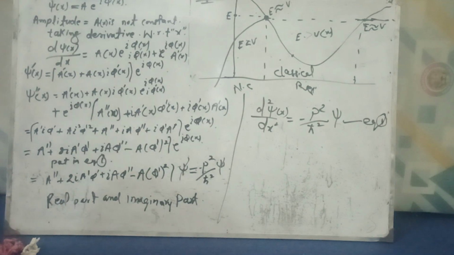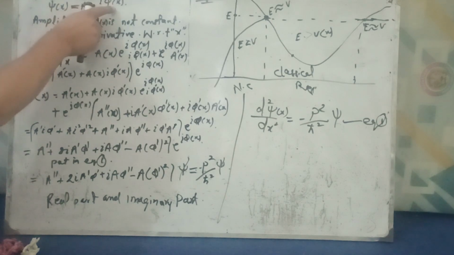So for the classical region, the function psi of x is equal to A e to the power i phi of x. A is the amplitude, phi is the phase. Amplitude A of x is not constant, it is variable. It can vary, it can change. So taking the derivative with respect to x, d psi by dx, we are going to take the derivative of this wave function. So psi of x is equal to A e to the power i phi of x.